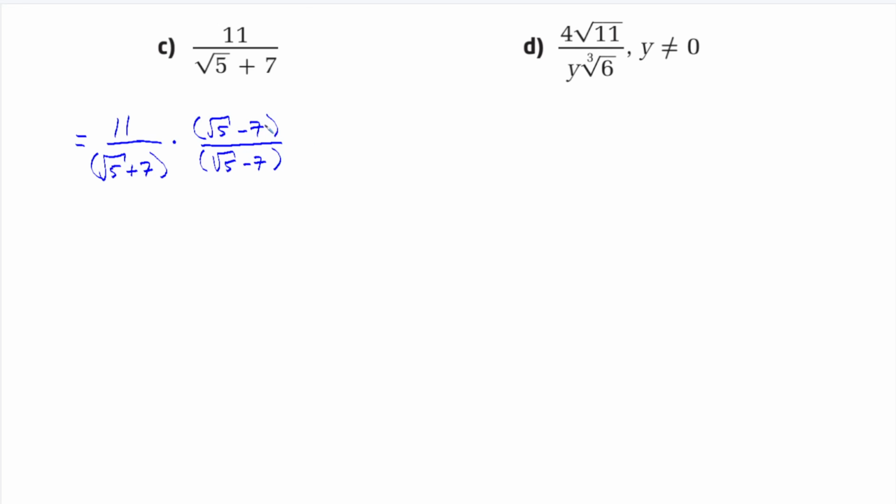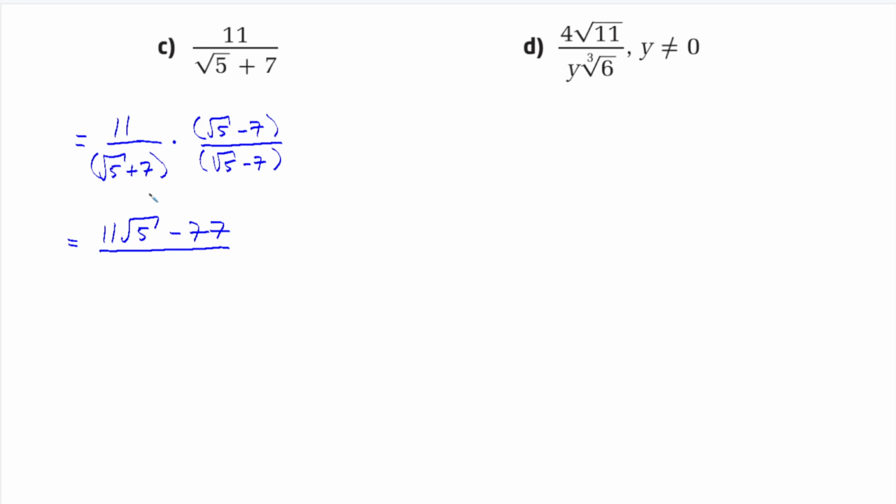And I multiply by root 5 minus 7 over root 5 minus 7 because this is just a special way to write 1, and all I'm doing is scaling my expression by 1, which is not going to change anything. It's going to give me an equivalent expression. Numerator will not be too bad. I have 11 times root 5, which is 11 root 5. And then 11 times minus 7 is minus 77.